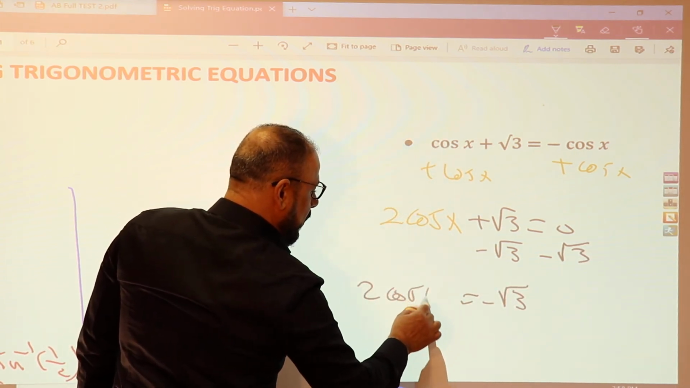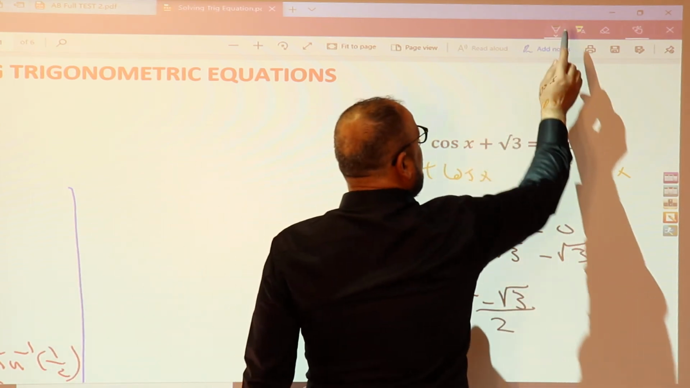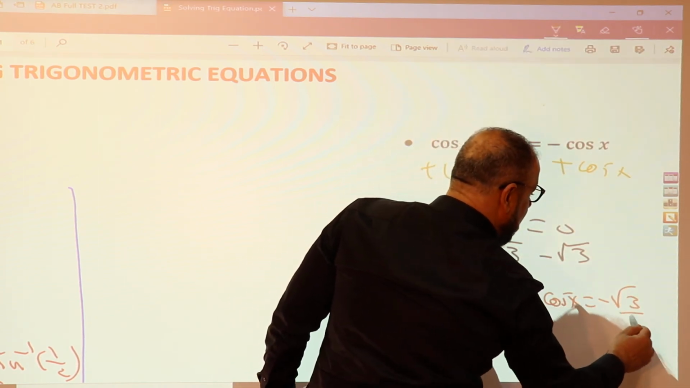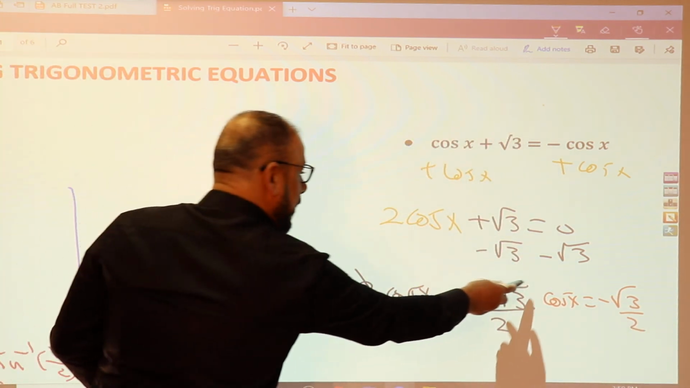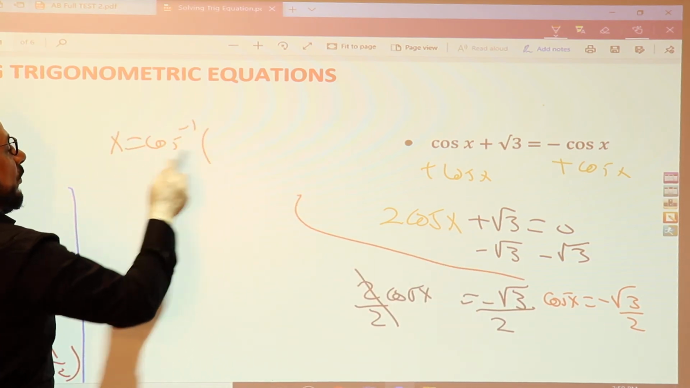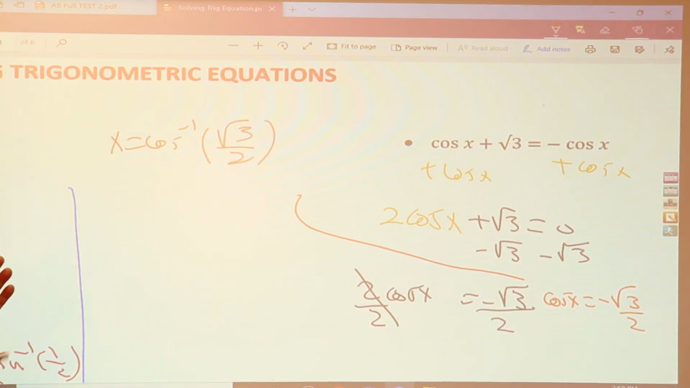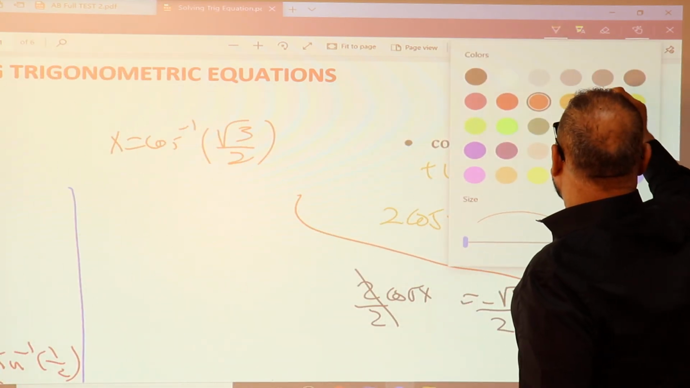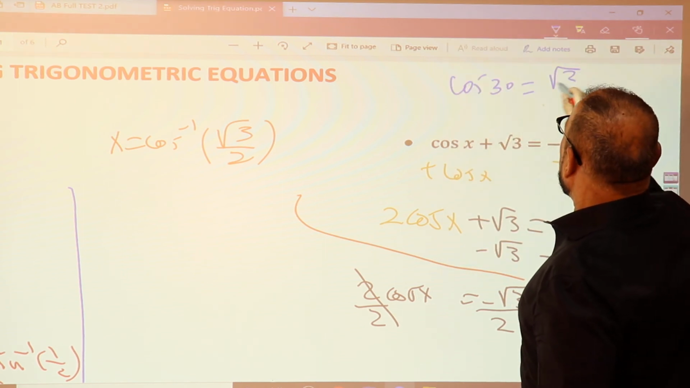2 cosine x divided by 2, cosine x equals, I know 100% this angle is 30, pi over 6. I know from this here x equals cosine inverse of something close to the 30, which I know cosine 30. I know in my head cosine 30 is square root of 3 over 2.